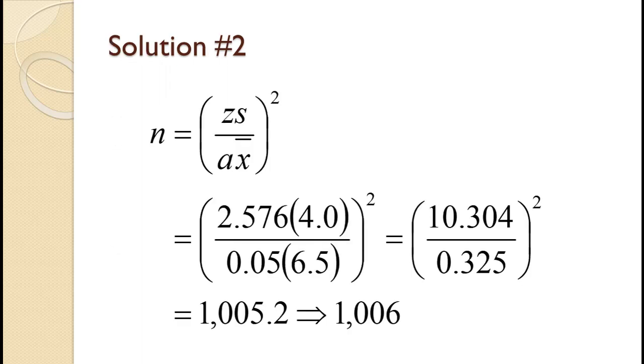From the table we saw earlier, a 99% confidence level translates into a z-value of 2.576. Plugging this value and the parameters given into the equation yields 1005.2 observations, which we round up to 1006.